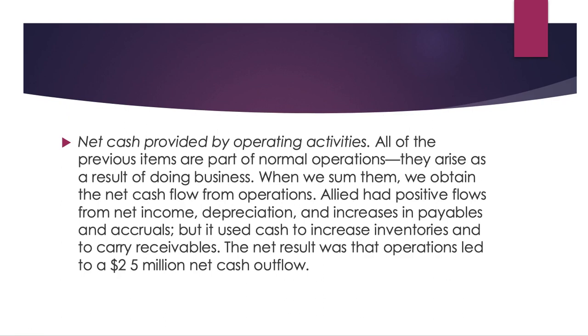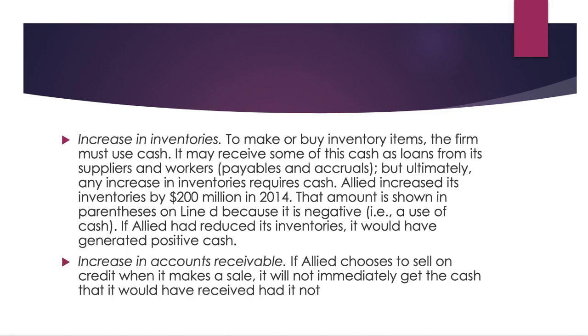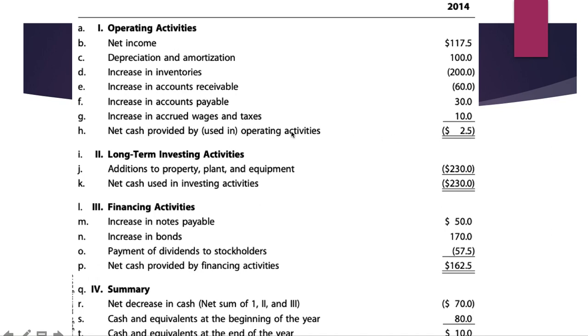Okay, net cash provided by operating activities. Then these items are all summarized together, all of these previous items. Then we sum them and obtain the net cash flow from operations. And in this example, our company had positive flows from net income, depreciation, and increases in payables and accruals, but it used cash to increase inventories and carry receivables. So basically, as a result, going back, we have net cash provided by operating activities as the sum of these positive and negative. So these are negative with parentheses. We represent them with parentheses. And overall, we have 2.5 million net cash provided by these operating activities.